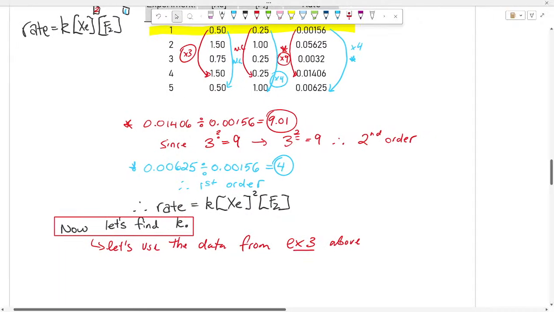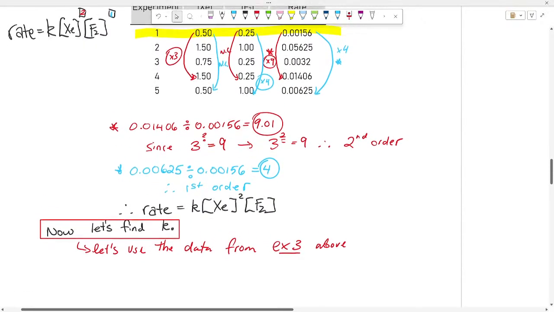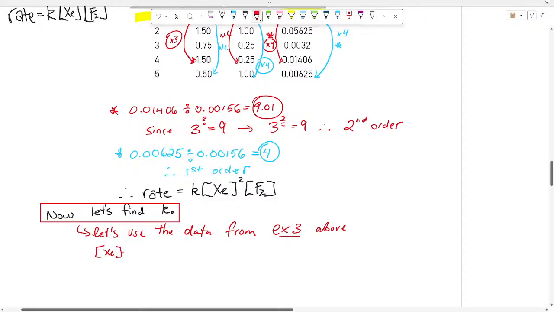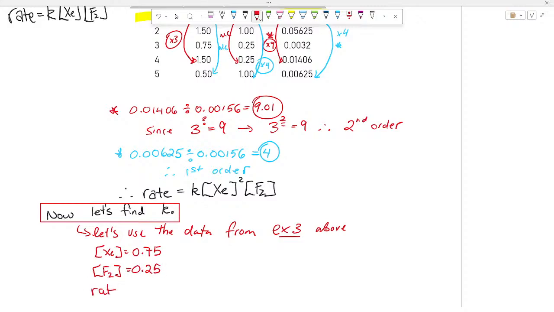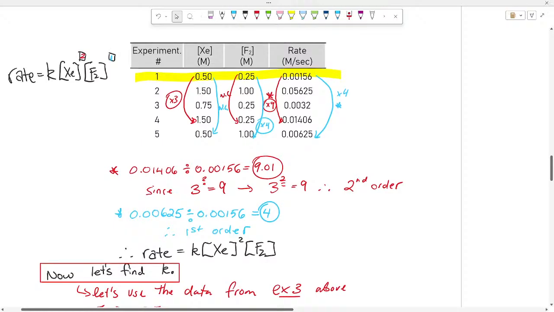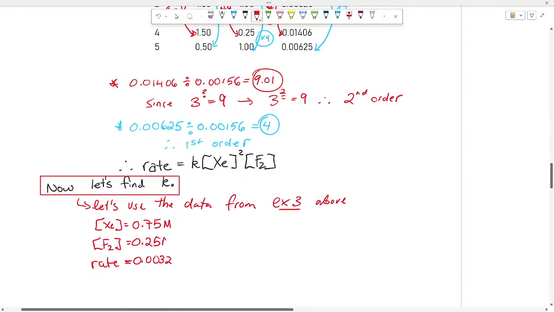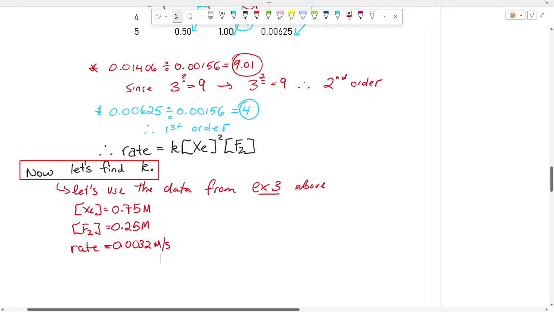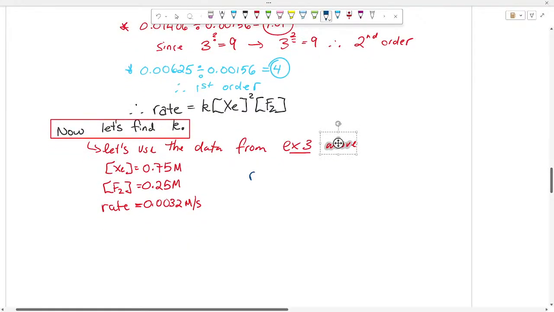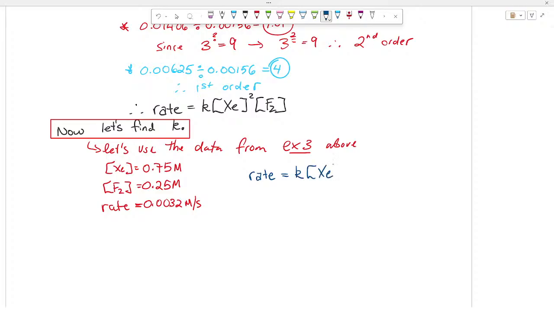And in experiment 3 above, for me, the concentration of Xe is 0.75. The concentration of F2 is 0.25, and the rate is 0.0032. And what are the units on those? Molar, molar, and molar per second. And now I'm just going to solve this. And I want you to do the same. What are we solving it for? Team, what are we solving it for? K. So I'm going to do mine, you do yours.